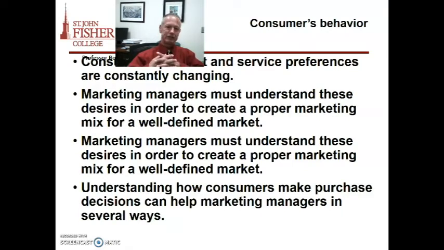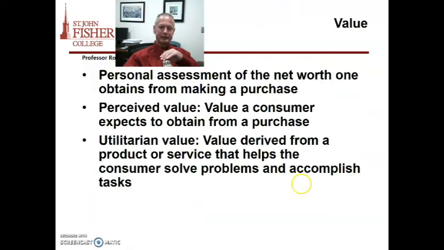We need to understand consumers' desires, consumers' wants, and consumers' needs, and then also understand how consumers make purchases and how they want to make purchases. In the last 20 years, the way consumers have made purchases and the way they've driven purchases have changed significantly with the advent of the internet. More and more consumers are shopping online, and if they're not buying online, they're at least shopping online and then going to a store once they find the proper item at the proper price.